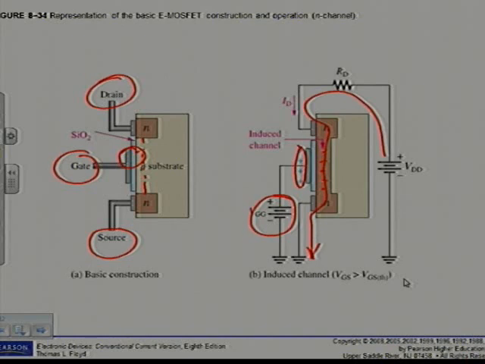But there is no current flow here. I don't have any current flow from the gate to any one of those terminals. That means my gate is completely insulated, and I get a very, very high input impedance or input resistance. That is the E MOSFET. It's also an N channel, but it is my Enhancement MOSFET.